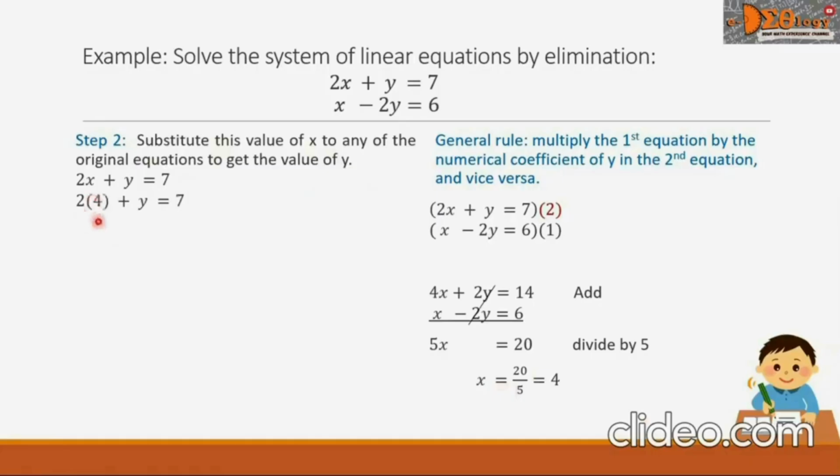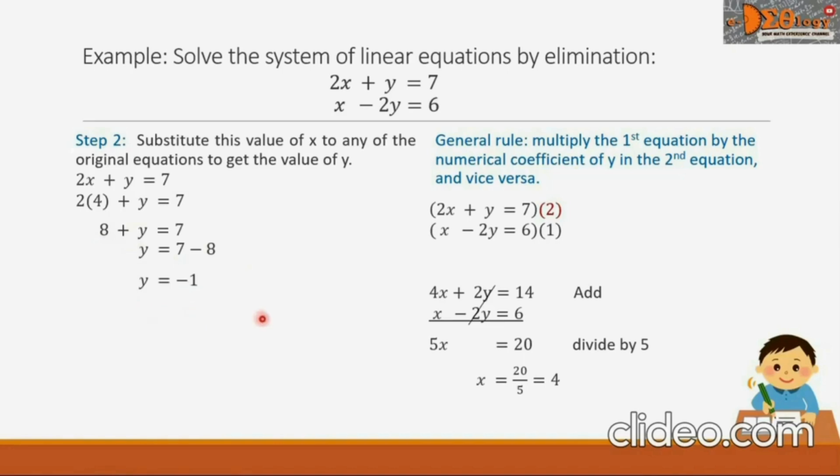So we have 2 times 4 plus y equals 7. This 2 times 4 will be 8 plus y equals 7. Let us transpose the number 8 to the right side. The sign must be changed. So this is positive, it becomes negative. So we have now y equals 7 minus 8, and this is equal to negative 1. So y equals negative 1.